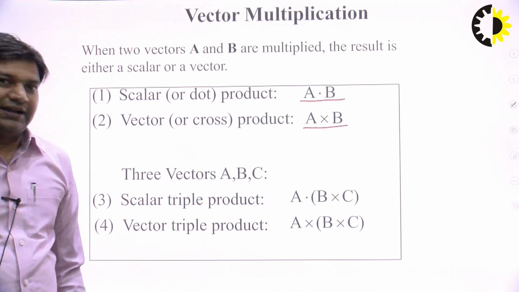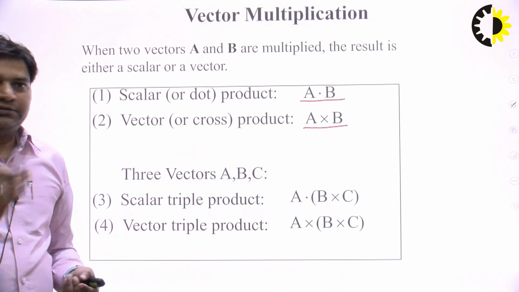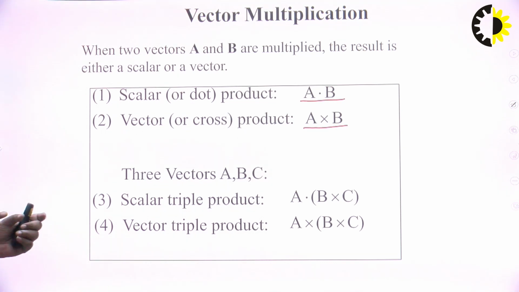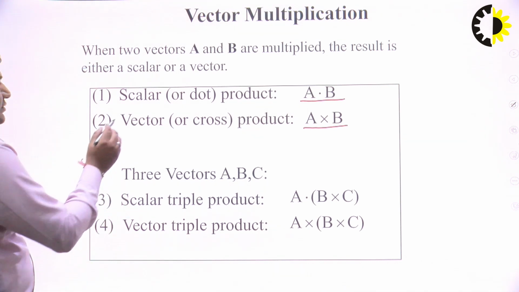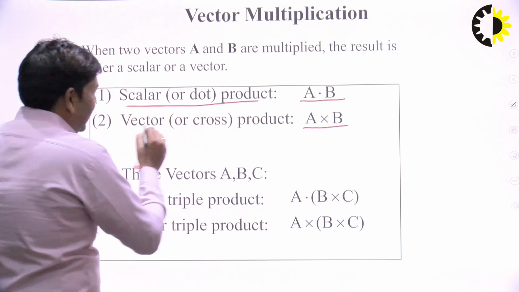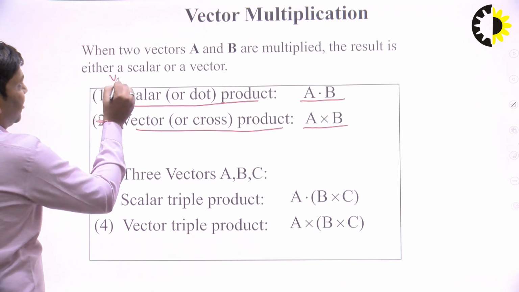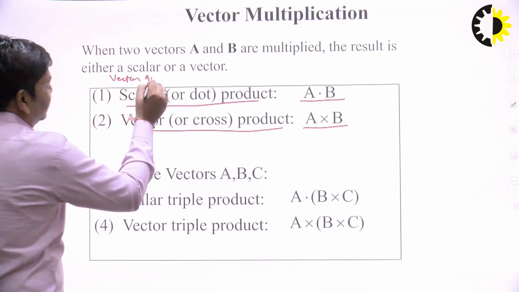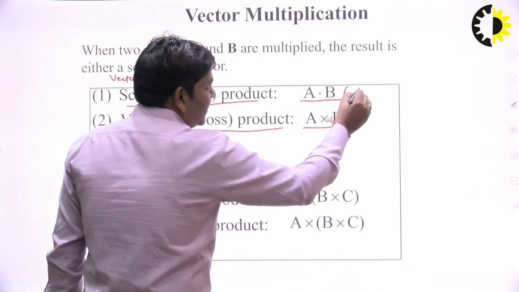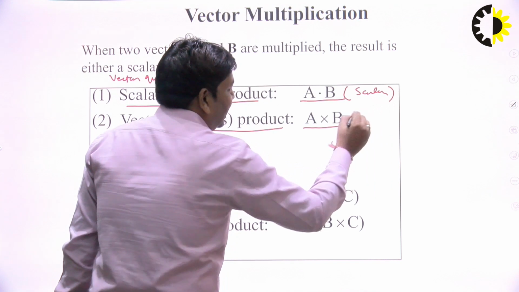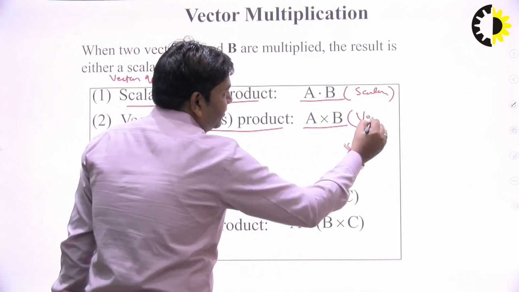So the dot product always takes two vector quantities and gives a scalar quantity. That means if you multiply two vectors with a dot product, the result will be a scalar quantity. Always, scalar product and vector product are both defined for vector quantities, but after the dot product it gives a scalar quantity, and the cross product gives a vector quantity.